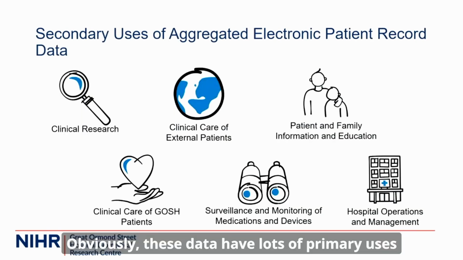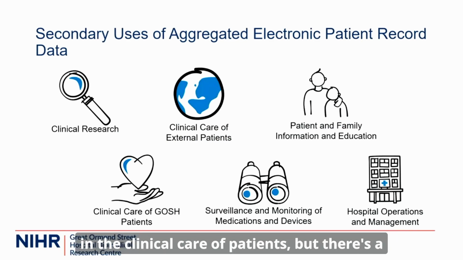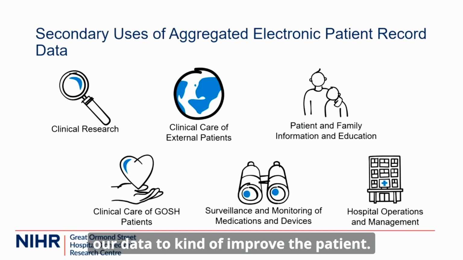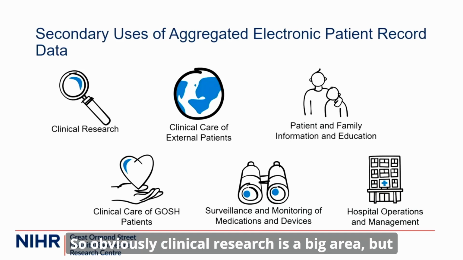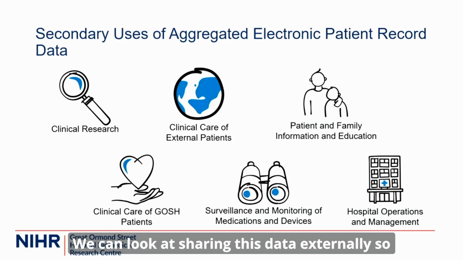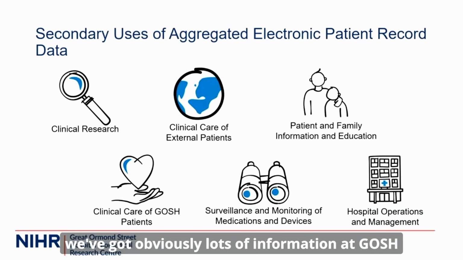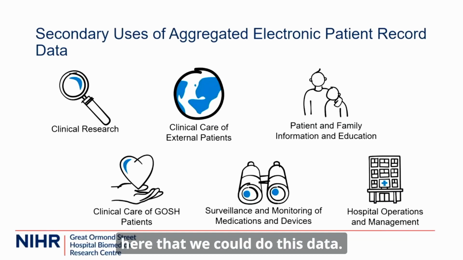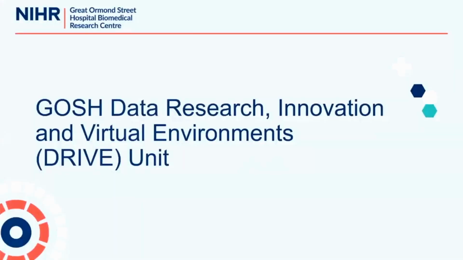Obviously, these data have lots of primary uses in the clinical care of patients, but there's a whole load of other things that we can do with that data to improve the patient. So clinical research is a big area, but we can also use that data to improve the clinical care of wider patients by aggregating data across interesting patient groups. We could look at sharing this data externally, as we've got lots of information at GOSH about conditions that are not known elsewhere, which we could use. And there's a few other things here that we could do with this data.